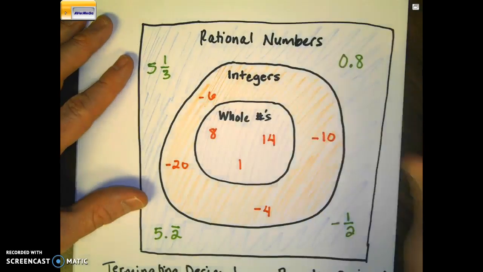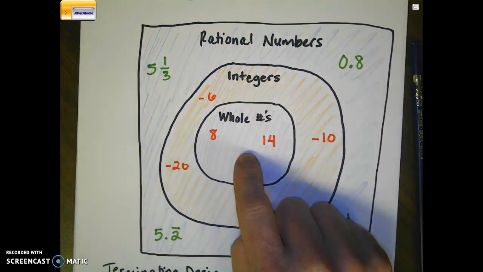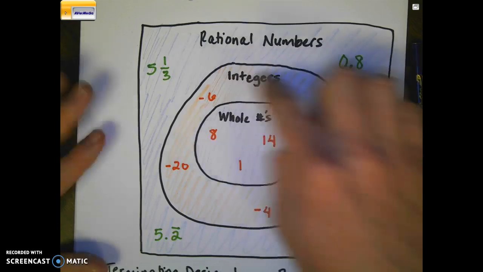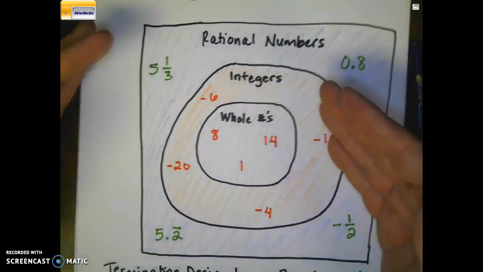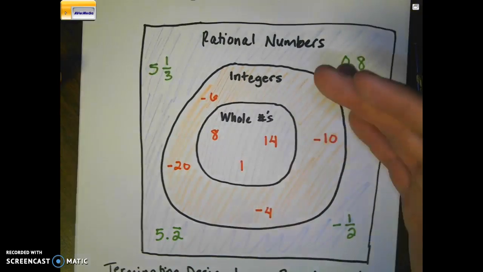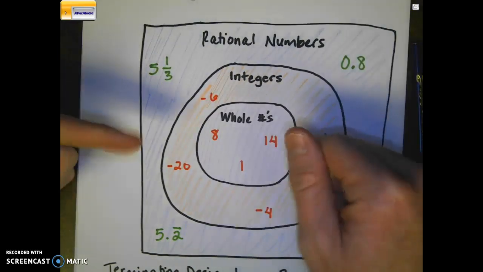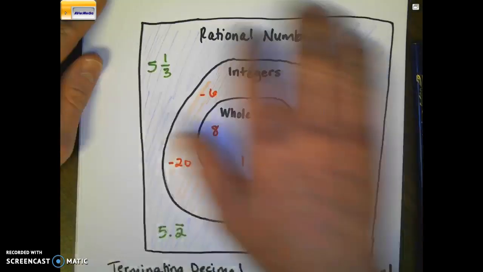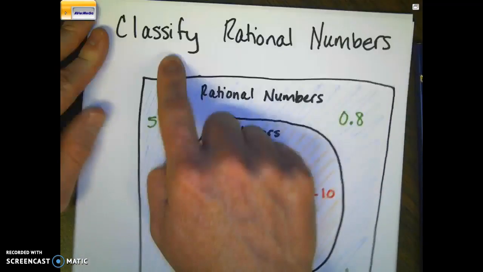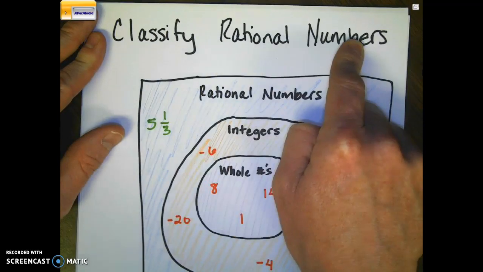Now, to make more sense out of it, if the whole number's Texas, the integers are the United States, and this is the world, aren't they all one and the same? Isn't Texas a part of the United States? Yes. Isn't the United States part of the Earth? Yes. The whole world? Yes. So, rational numbers is this whole thing. We are classifying rational numbers.